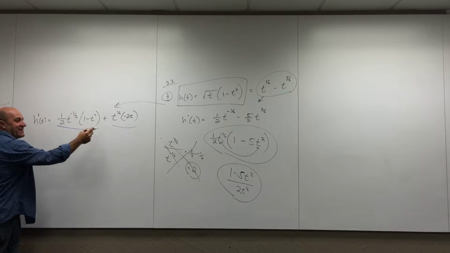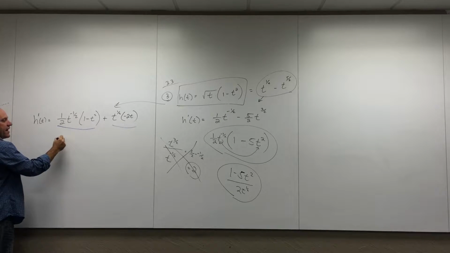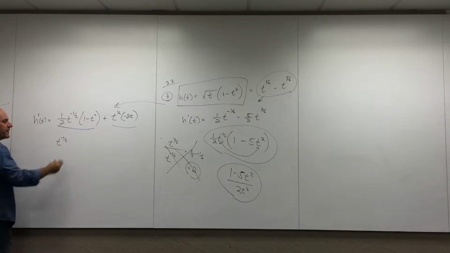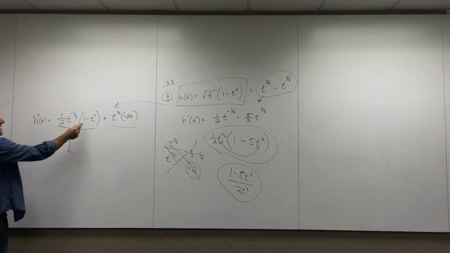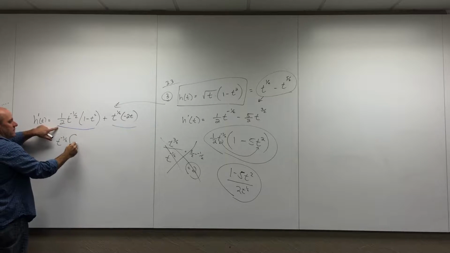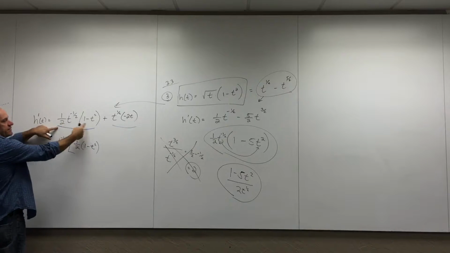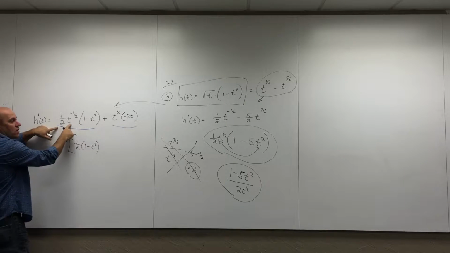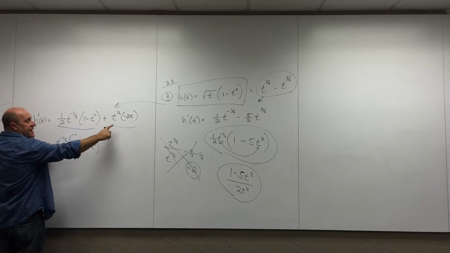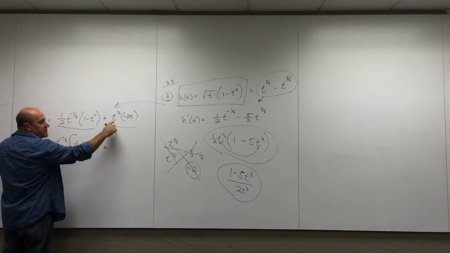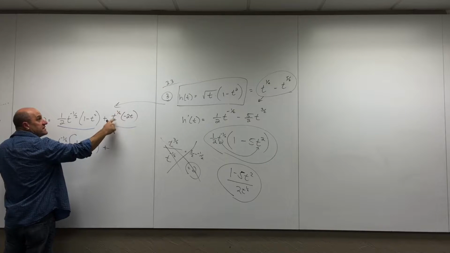And I'm going to factor out a t to the -1/2. That's what I'm going to do. What's left here? A 1/2 and a 1 minus t squared. Do you agree? I factored him out. I factored this t to the negative 1/2 out of this t to the 1/2. So what's left there?